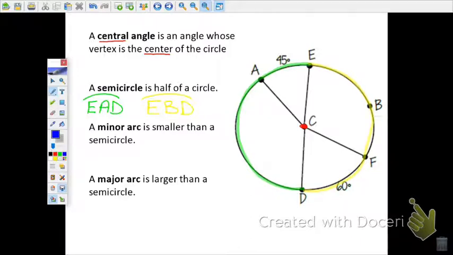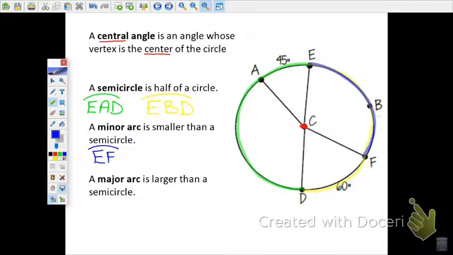So what are we going to use? EF. So EF with the arc. So when we talk about minor arc EF, we're talking about this blue part. It's less than half of the circle.